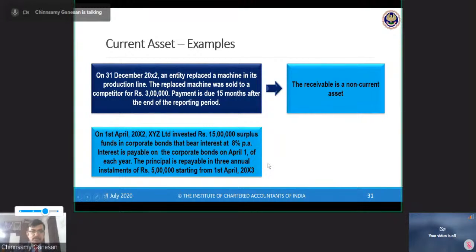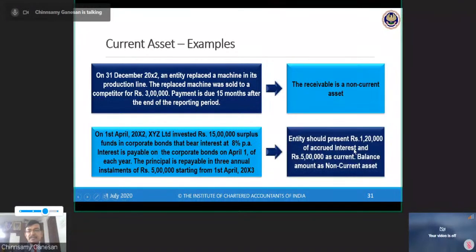Interest accrued, because it's going to be realized on 1st April, will also be a current asset. That's what I'm saying. The 1,20,000 of accrued interest, which is 8% on 15 lakhs, will be treated as current asset. 5 lakh, which is expected to be realized in the next 12 months, will also be treated as current asset, and the balance 10 lakhs will be treated as non-current asset.